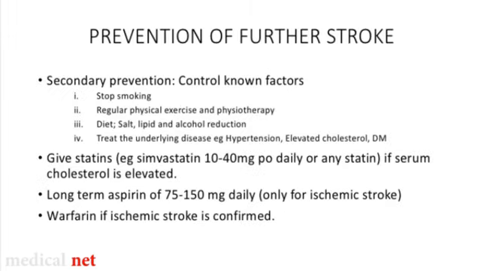So, prevention of further stroke. For secondary prevention, we control risk factors. Stop smoking, regular physical exercise and physiotherapy, diet, salt, lipid and alcohol reduction, and treat underlying diseases, for example hypertension, elevated cholesterol, DM, and so on. Give statins, for example simvastatin 10 to 40 mg daily, or any statin if serum cholesterol is elevated. Long-term aspirin of 75 to 150 mg daily only for ischemic stroke, and warfarin if the ischemic stroke is confirmed.